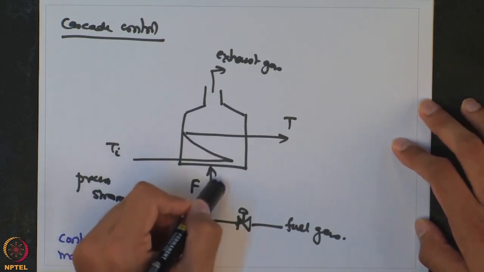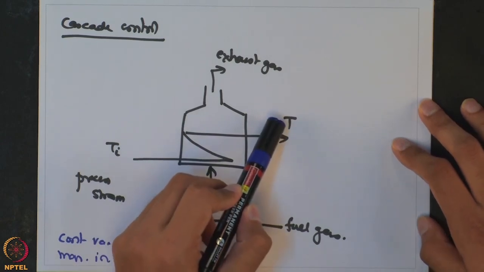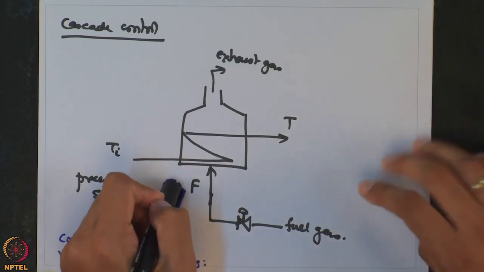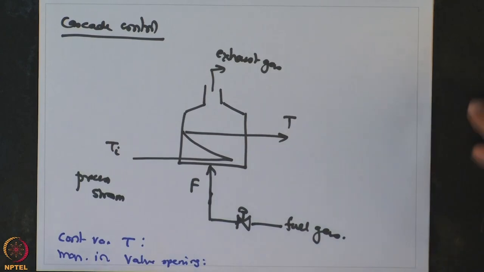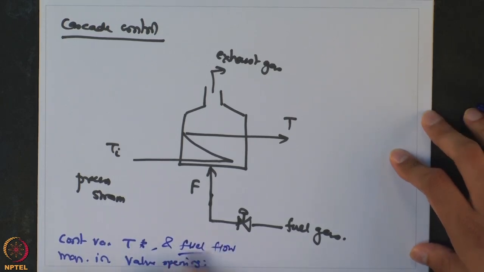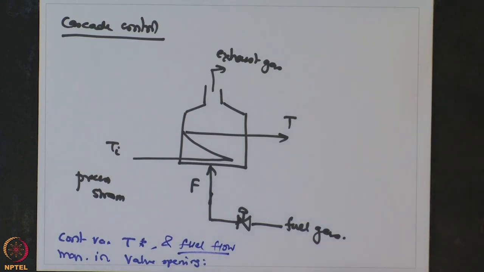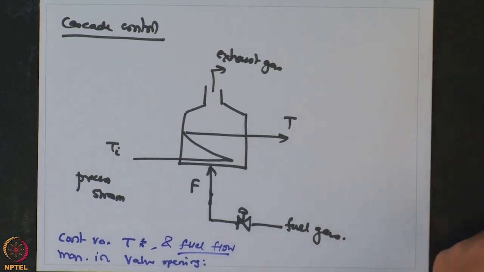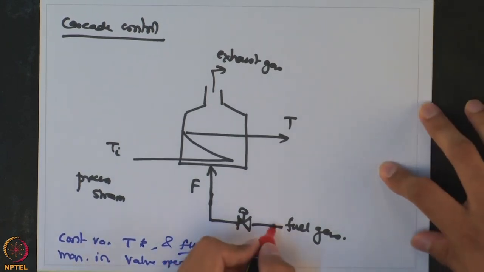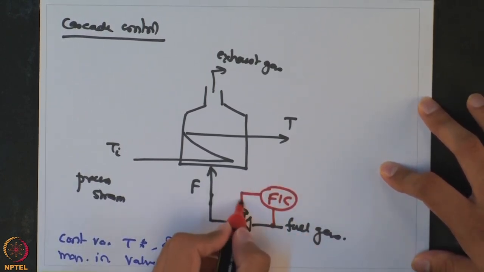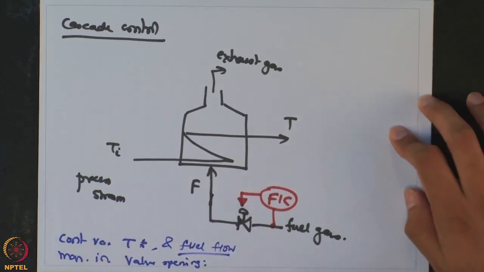So for a particular temperature set point, we want a certain flow of the fuel which goes in. So we might be interested in controlling the fuel flow as well, but we have only one valve opening. So let us consider that we use a flow controller on this. We measure the fuel flow, and accordingly manipulate the valve.